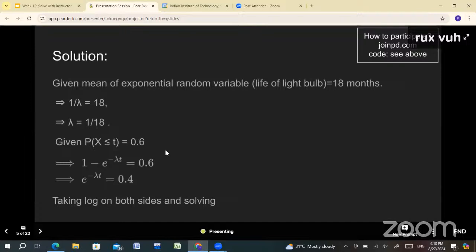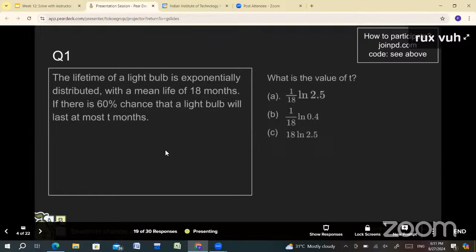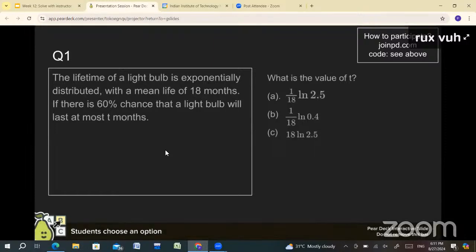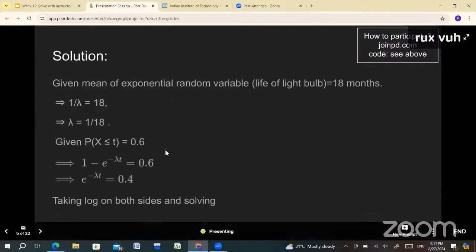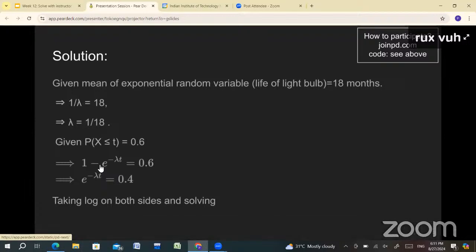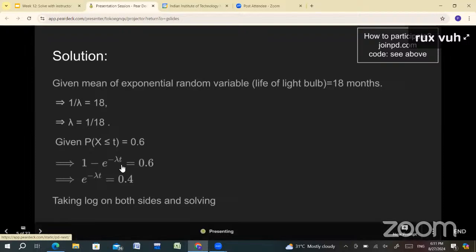Ma'am, in the question it was written at most t. Yes, at most t, so it will be taking values less than or equal to t. So this is given as 0.6, and you know that this is actually the CDF. And what is the CDF for the exponential distribution? It is 1 minus e to the power minus lambda t. Lambda we have already calculated. It is 1 by 18.